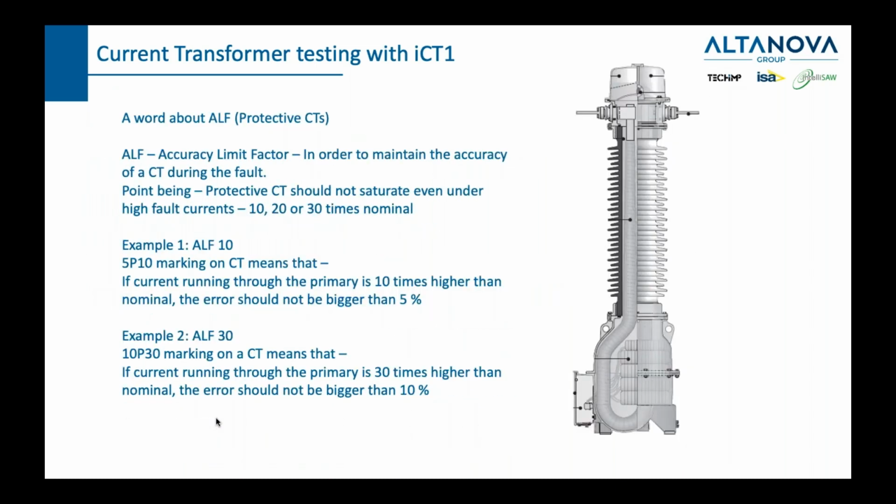Okay, these ALF numbers that you can find in the nameplate, in this example 10 or 30, are valid under a specific condition. And this condition is that the burden connected to the secondary side has a value corresponding to the nominal one. If the connected burden is less than the nominal, then the actual ALF will be higher. Vice versa, if the burden is too high, the actual ALF is much less.